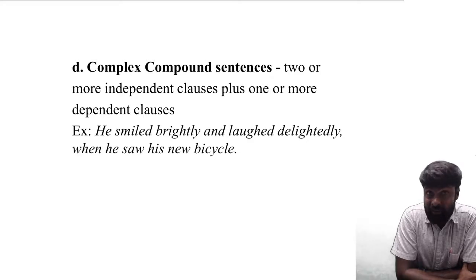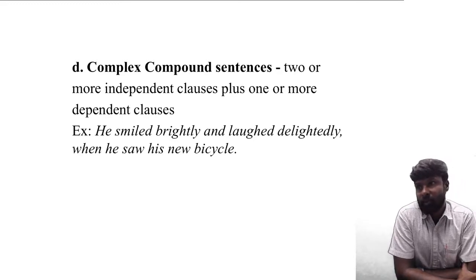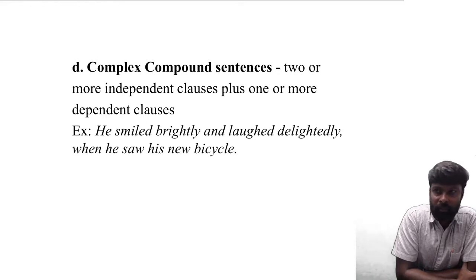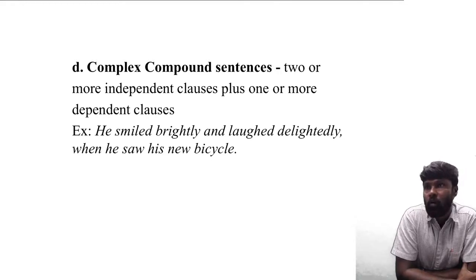Next one. My sister feared a lot when she saw the teacher because she didn't do her homework. My sister feared a lot when she saw the teacher because she did not complete her homework. That's a complex sentence. So how many main clauses, and how many subordinate clauses? My sister feared a lot, full stop. When she saw the teacher. She saw the teacher, full stop. She didn't do her homework.